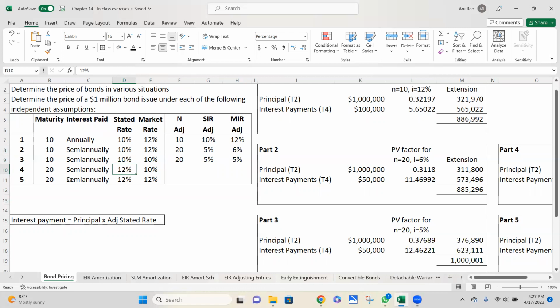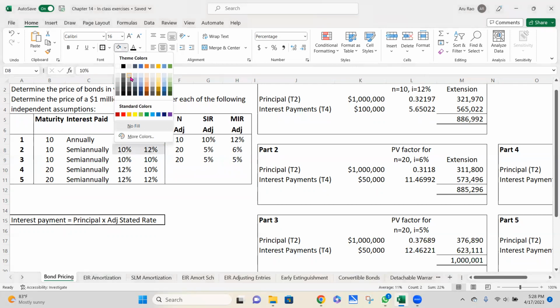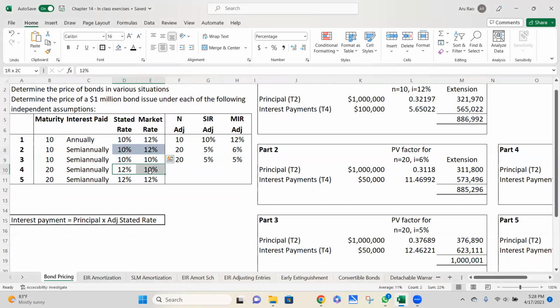Now, having said that, let's look at this. The bonds are going to mature, same $1 million. The bonds will mature in 20 years. Interest is payable semi-annually. I am offering 12%. I'm the borrower. I'm offering 12%. The market for similar risk is offering only 10%. So will I be able to issue my bonds at a discount or a premium? It's the opposite of the situation over here.